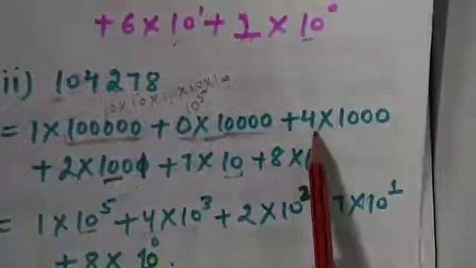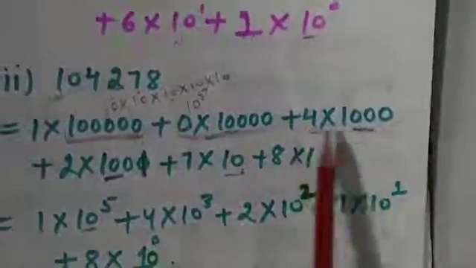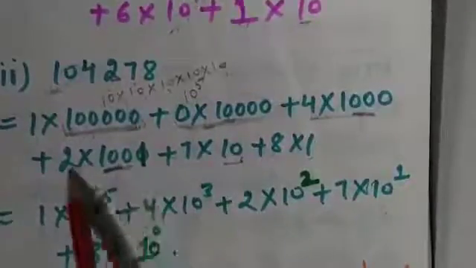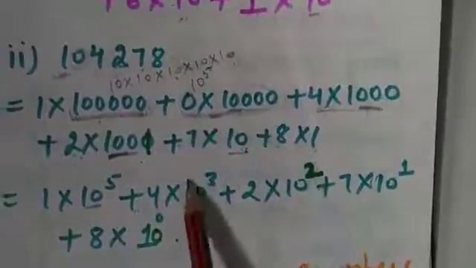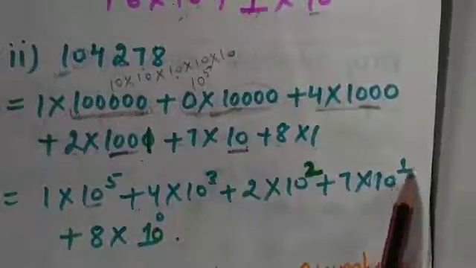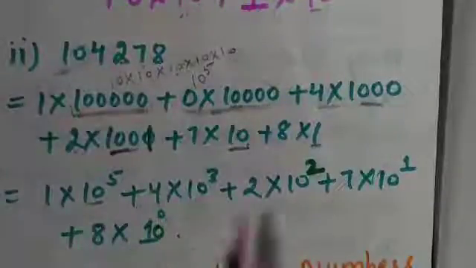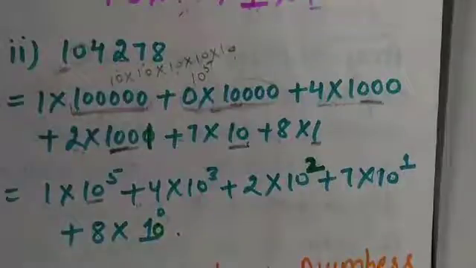Now come to the next number, that is 4 into 1000. So this can be written as 4 into 10 to the power 3. Same here, this is at 100's place, so 2 into 100. 100 can be written as 10 to the power 2. Now 10 can be written as 10 to the power 1. And here 1, how will you write? 10 to the power 0. So this is expanded form in the powers of 10.